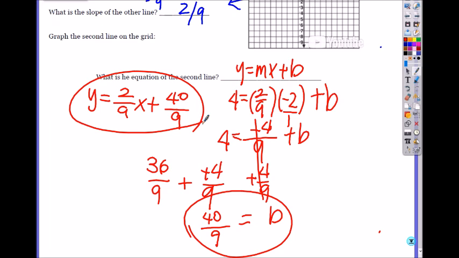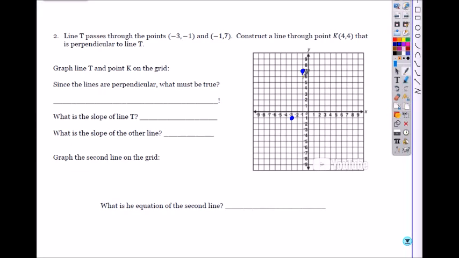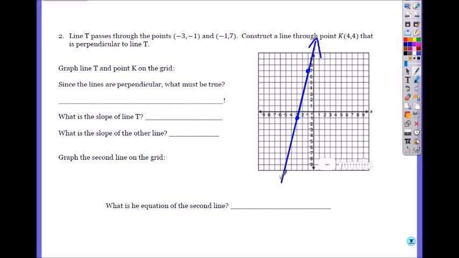Now let's try one with perpendicular. Number 2, the T. Line T passes through 2 points, (-3, -1) and (-1, 7). So it looks like this. Still positive slope, right? It's very steep.